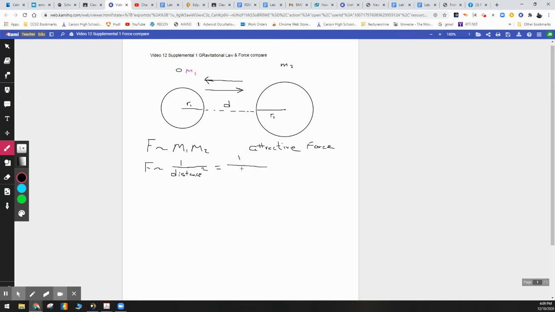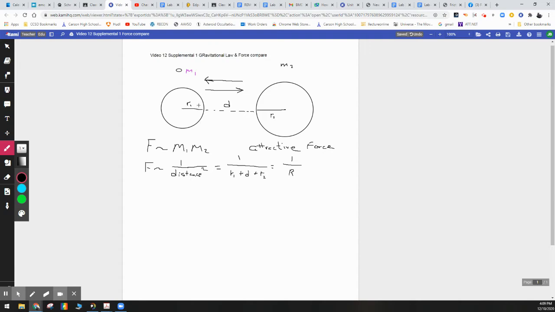So the distance really is R1 plus this distance between the edge of the spheres here, we'll call that D, plus R2. So all of that is the actual distance from center to center. Now, to make it easier for ourselves, we'll just call it 1 over R, where R is the distance from the center here all the way to the center here. So you've got to be careful about the distance.